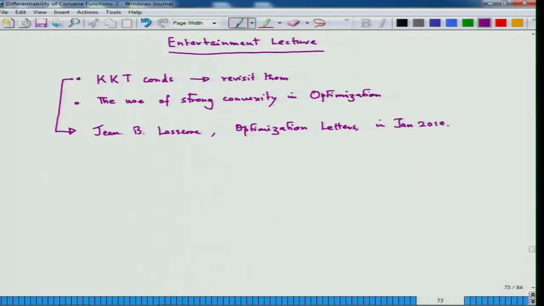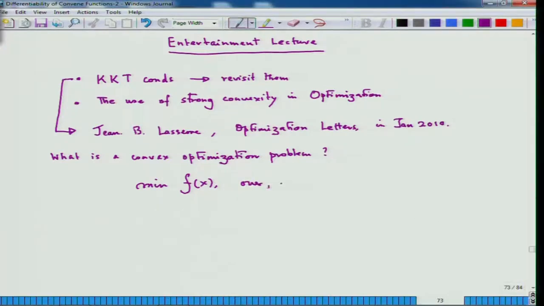See, in general, what is the meaning of a convex optimization problem? So, we come back, make a full circle and ask the question, what is a convex optimization problem? This problem simply means you want to minimize a convex function f of x over x in C, where f is a convex function and C is a convex set.